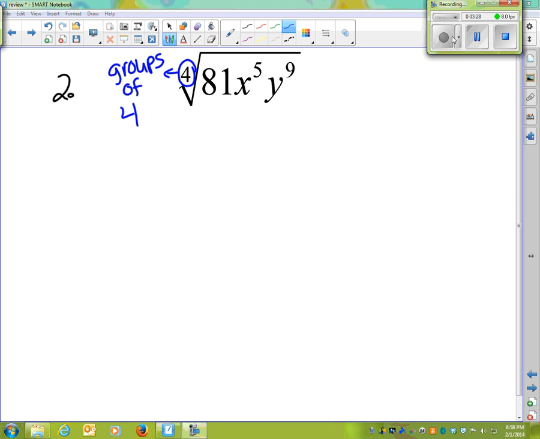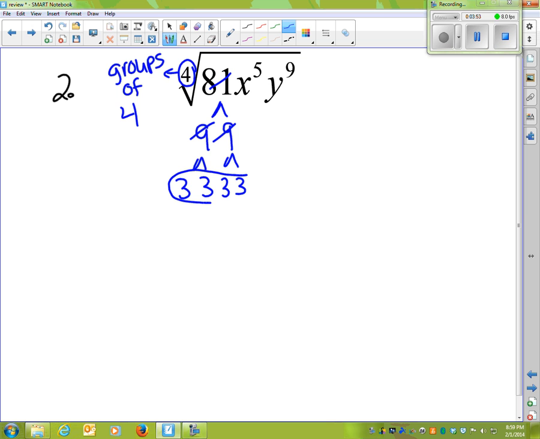Let's factor tree that 81. I'm going to break it into 9 times 9. I can't stop with 9 times 9 because I'm not looking for a pair. I need to continue on until I have 4 of the same term or same number. Cross off the ones I factored. I have a group of 4 right here. So I'm going to pull the 3, 1 group of 3s, to the outside.